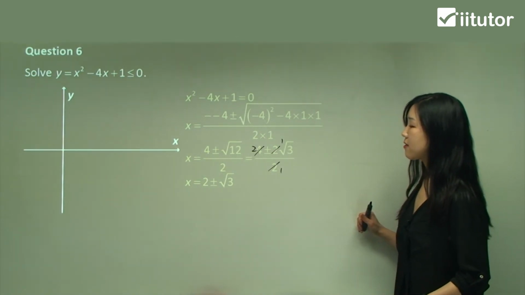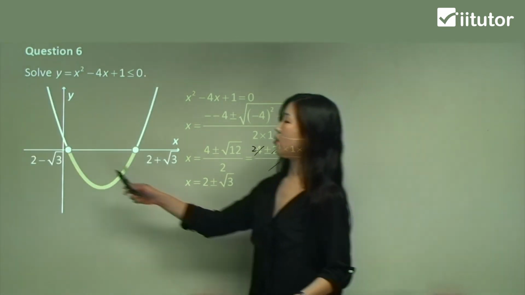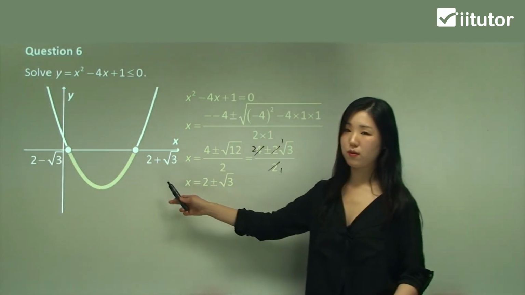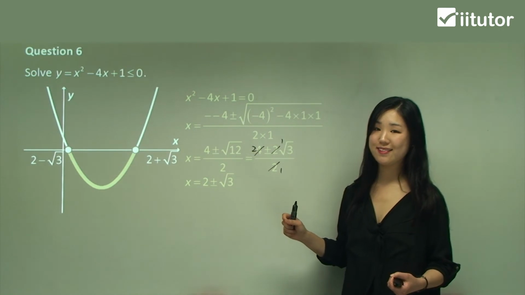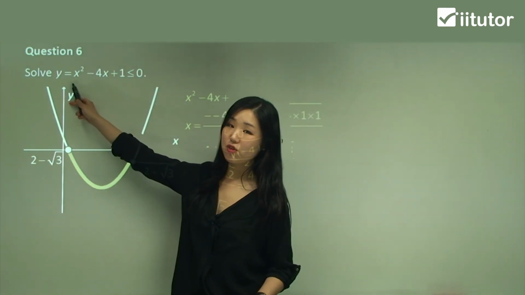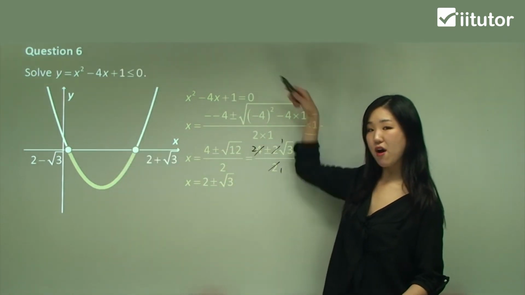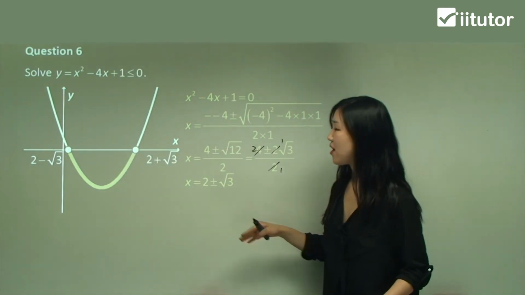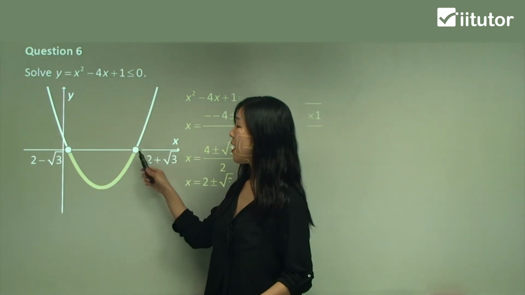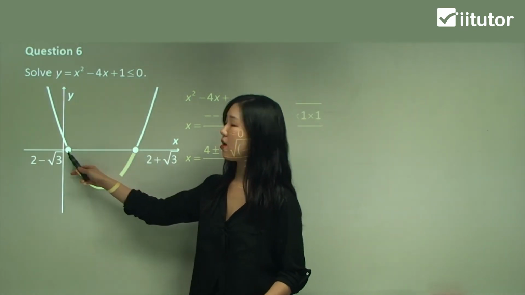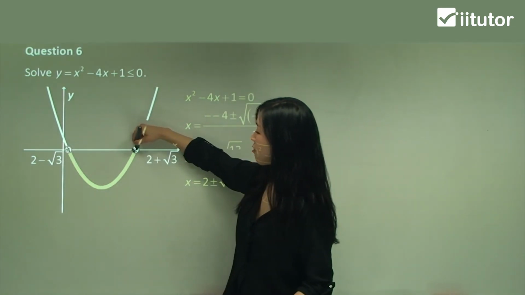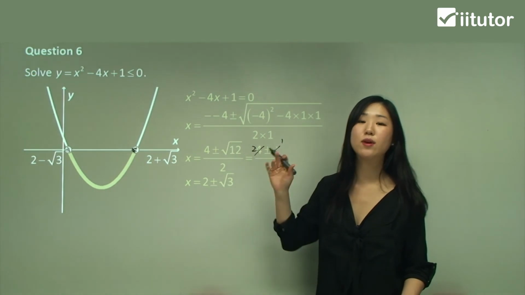So x is going to be something like this. So we have 2 minus root 3 there, and 2 plus root 3 here. So those are the two distinct x-intercepts. And because x squared has a positive coefficient, we know that it's going to be concave up like that. Now, I've shaded in this part because it's where it's less than or equal to 0. And you can see that I've made this also colored in. So these parts are also part of the graph because it's less than or equal to.